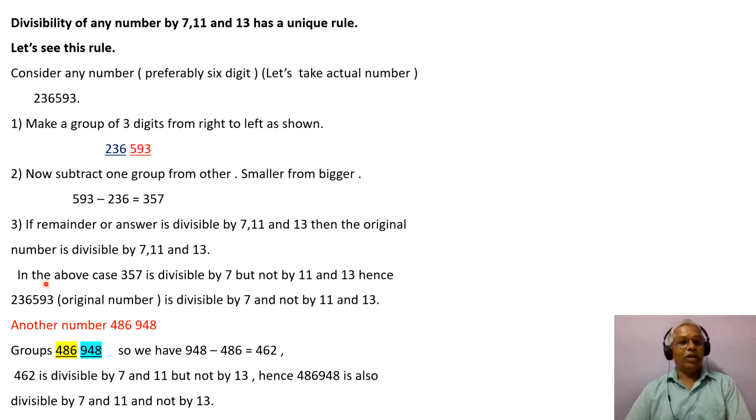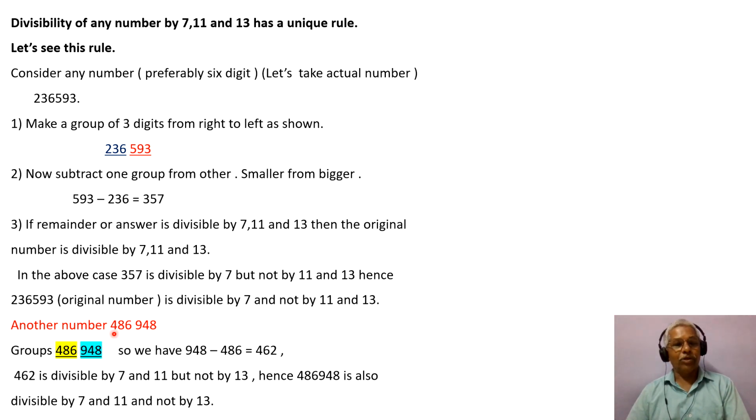In the above case, 357 is divisible by 7, but not by 11 and 13. Hence the original number, 236593, is divisible by 7 and not by 11 and 13. So on a similar basis we will check another number.